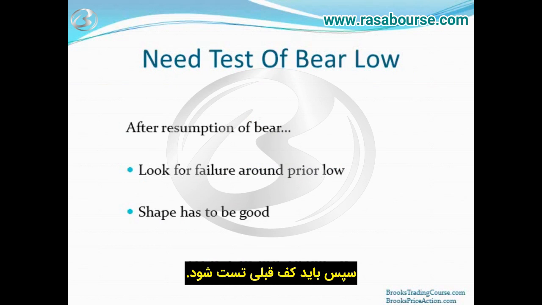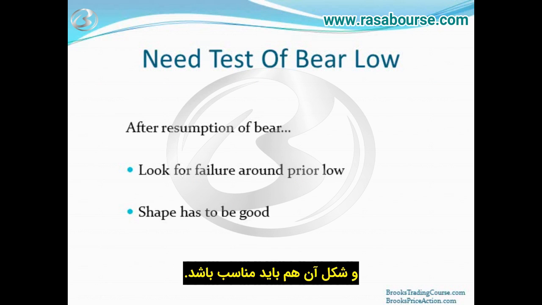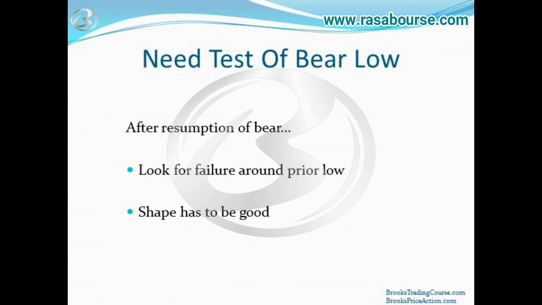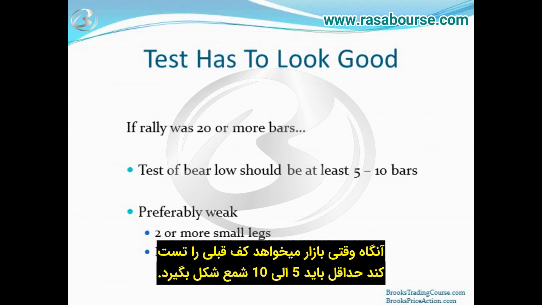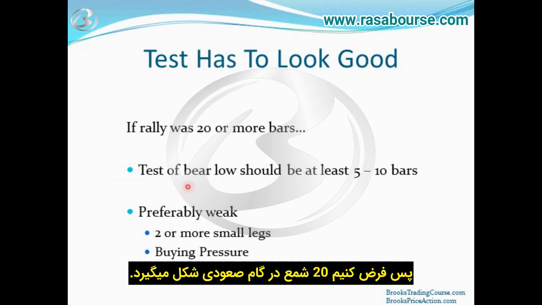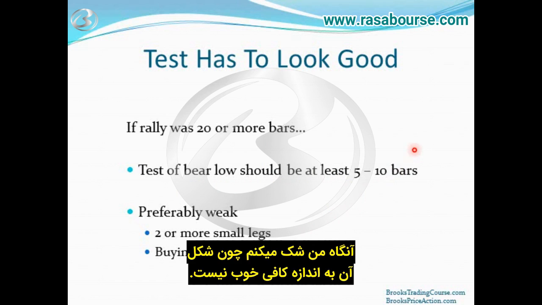Next, we need a test of the bear low. So we need the bear trend to resume, and then we have to look to see if there's a failure around the old low, and you want the shape to be reasonably good. If the rally was 20 or more bars, you want the test of the bear low to be 5 or 10 bars. So if that rally goes up for, let's say, 20 bars, and then it just drops for 2 bars, I would be suspicious that the shape is not good enough.